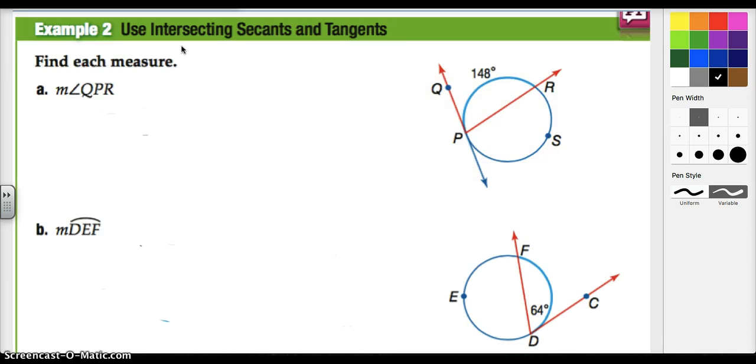So let's check out example 2 in light of what we just learned. We're going to use intersecting secants and tangents to answer the following question. The first one we have is to find QPR, the measure of this angle. According to our theorem, this angle should be 1/2 of this arc measure, given that this is a secant and this is a tangent. So 1/2 of 148 is 74, so that's going to be 74 degrees. That wasn't too bad.